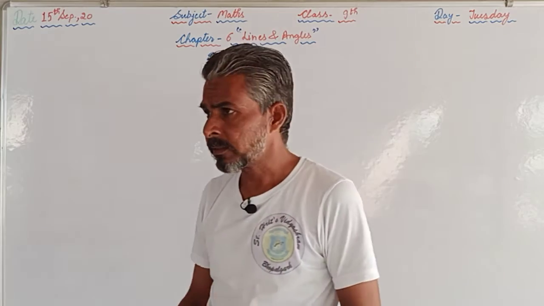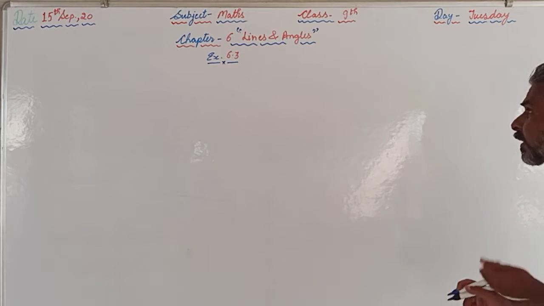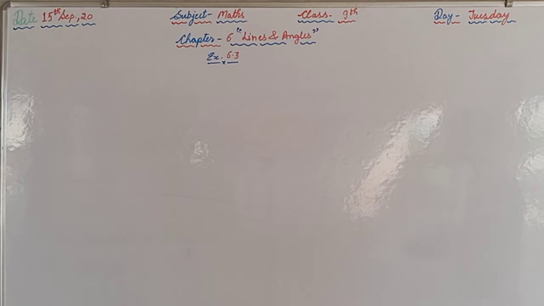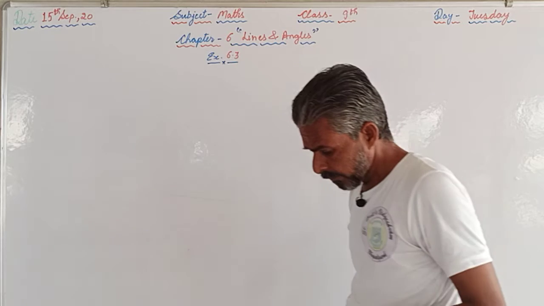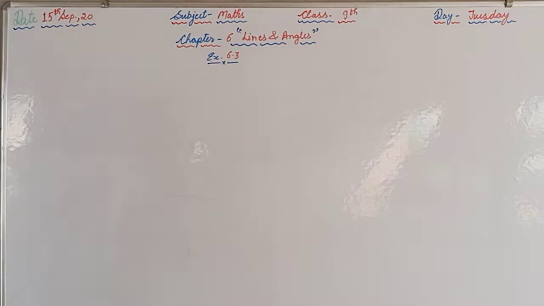This video is for class 9th and the subject is maths, and we are continuing the same chapter, chapter number 6, and the name of the chapter is lines and angles. We have already completed exercise 6.1 as well as 6.2. Today we are supposed to start exercise 6.3 and we are supposed to start with question number 1.